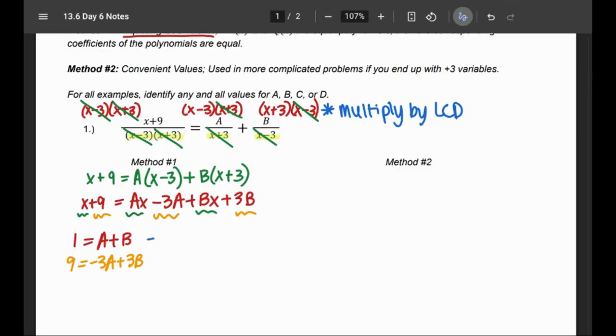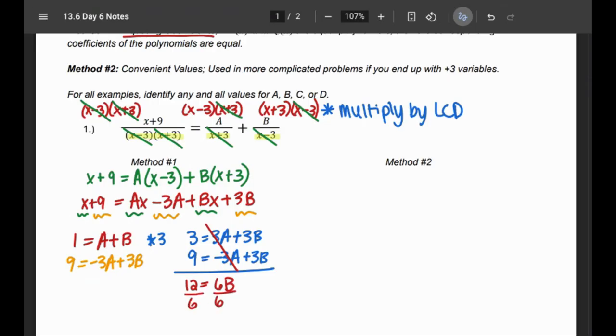I'm going to multiply by 3. I think that's going to be the easiest thing to do. So I'll have 3 equals 3a plus 3b. In my bottom equation, I'm not going to do anything. I'll have 9 equals negative 3a plus 3b. And then I'm going to add them together. And when I add them together, I get 12 equals. And then negative 3a and positive 3a cancel out. And 3b plus 3b is 6b. Which means that when I divide both sides by 6, I get b equals 2.